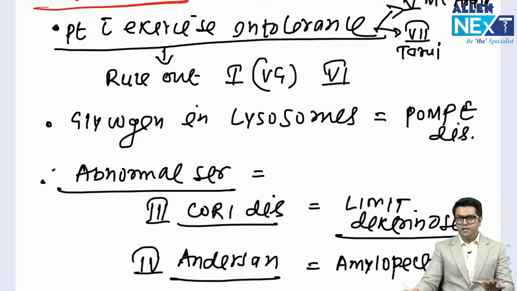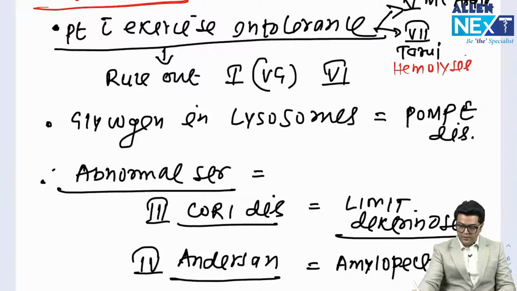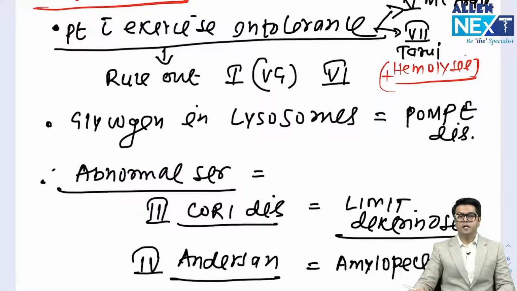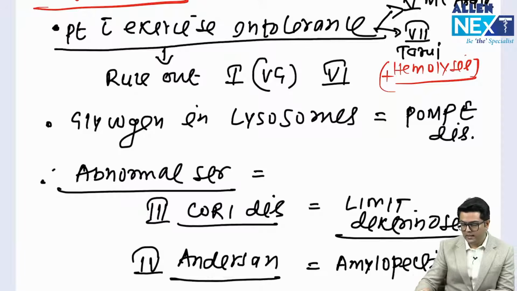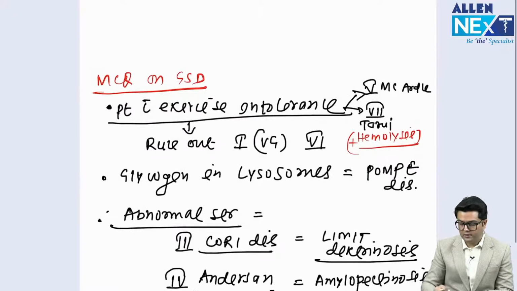So guys, Tarui's disease, that is type 7, due to the deficiency of PFK1, will also present with hemolysis, right? Hemolysis is also there. So that's the only feature in the MCQ that can help us in identifying Tarui's disease. Very important point. So guys, now you can solve any question of the glycogen storage disease if you keep these few points in your mind. Clear? So that is MCQs on the glycogen storage disorder. Fine.